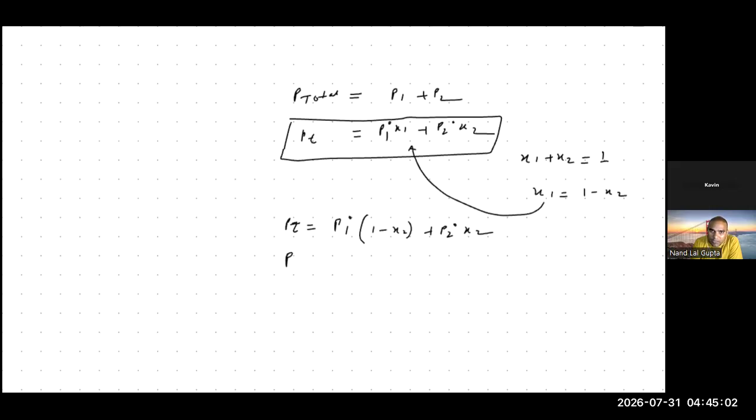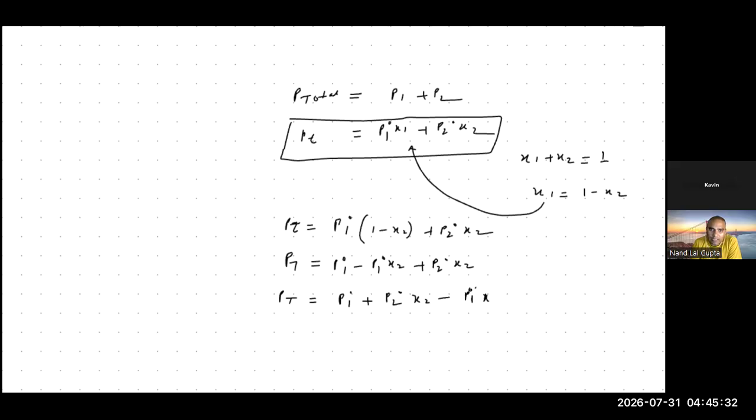This is P1 naught minus, this is P1 naught x2 plus here is P2 naught x2. So one thing you can get, the positive term we need to take at the beginning. So this is P1 naught, plus the positive term I am taking first, P2 naught x2 minus P1 naught, it is going to be P1 naught x2.